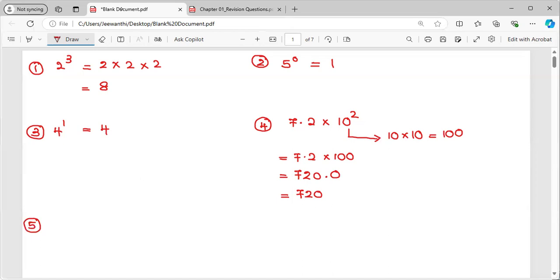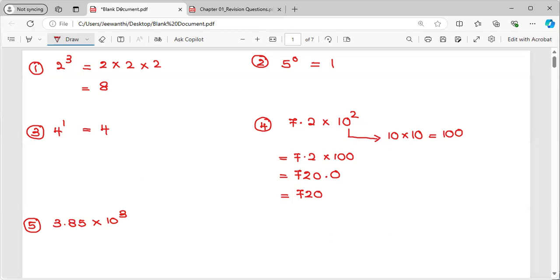So then I will move to the fifth question. What is the fifth question? It is 3.85 times 10 to the power 3. Sorry, not 385, it's my mistake.